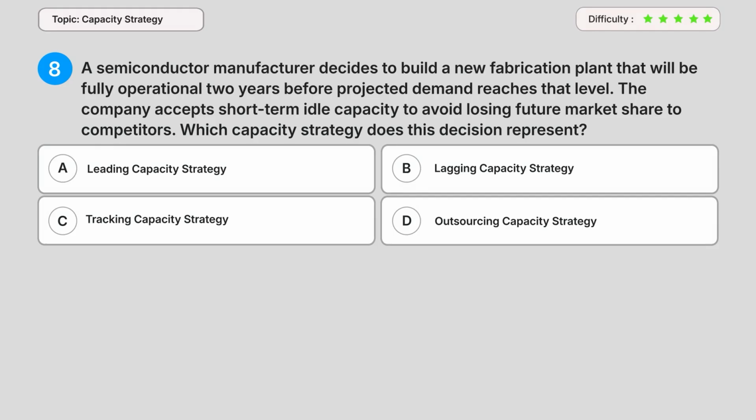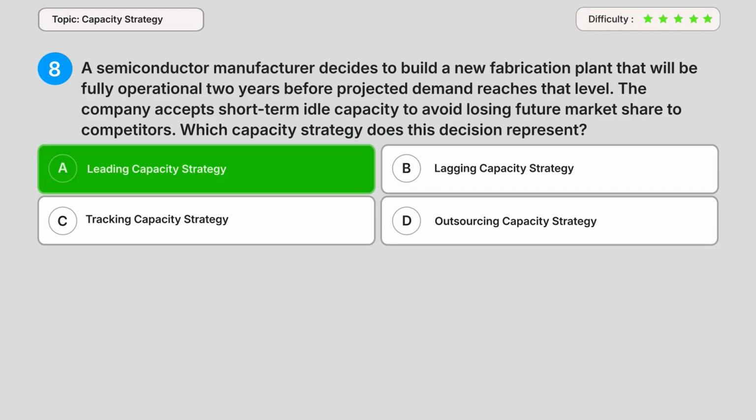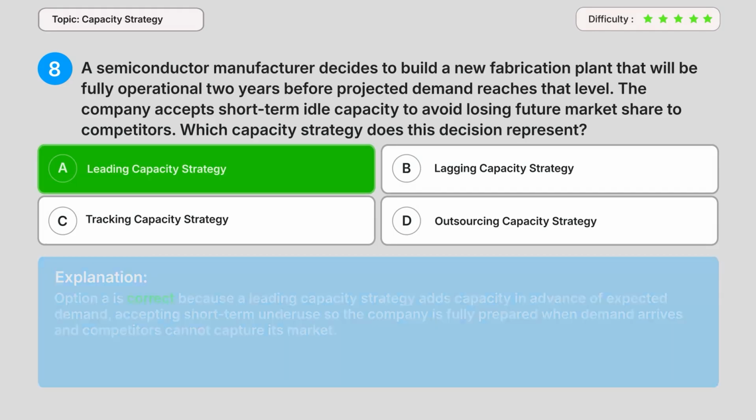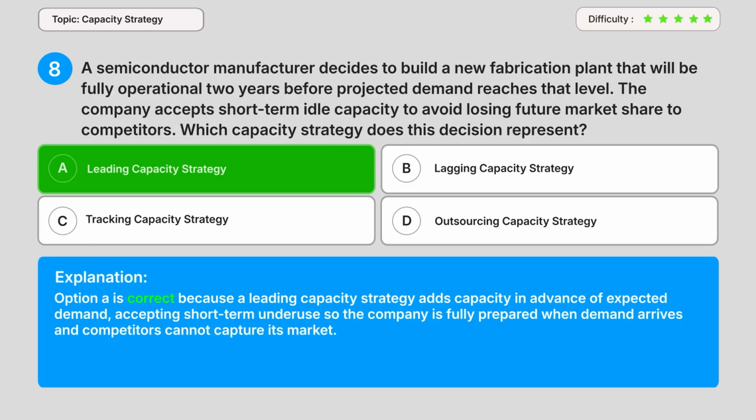Correct answer, A. Leading capacity strategy. Explanation. Option A is correct because a leading capacity strategy adds capacity in advance of expected demand, accepting short-term underuse so the company is fully prepared when demand arrives, and competitors cannot capture its market.